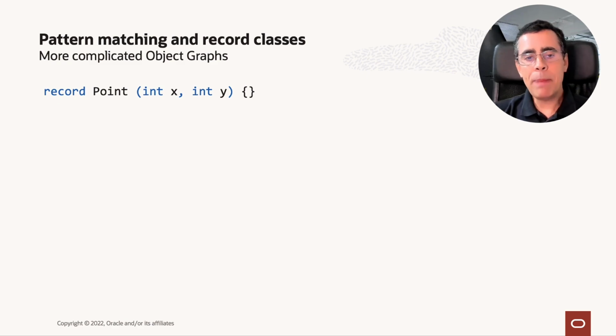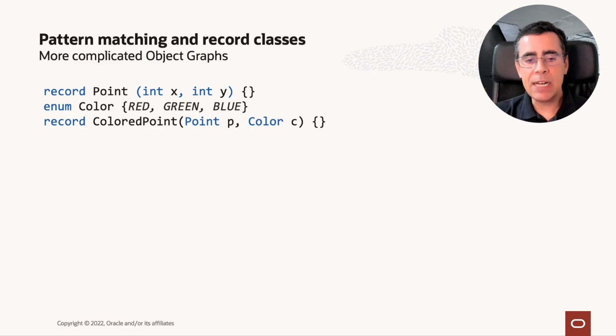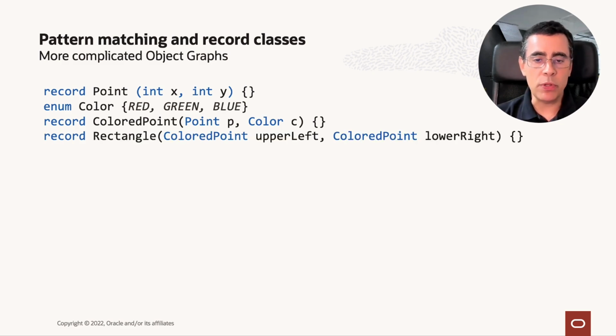The true power of pattern matching is that it scales elegantly to match more complicated object graphs. For example, consider the following declarations. Let's make the point more complicated. We introduce a color. Then we define a color point as a point and a color. And finally, a rectangle is defined by two color points.